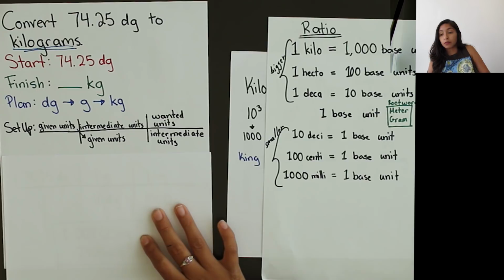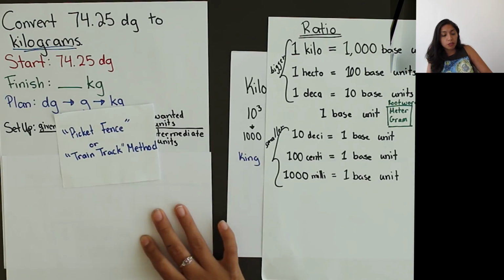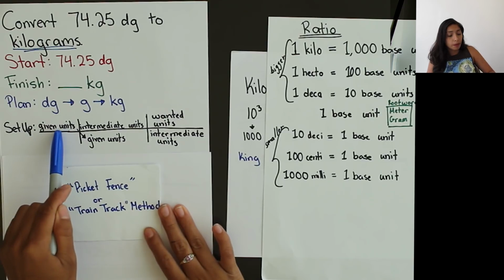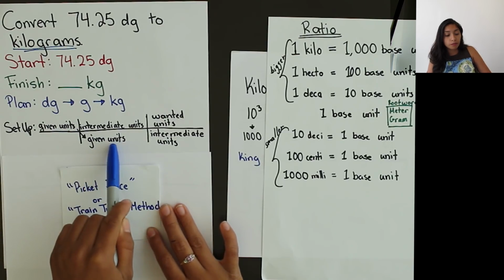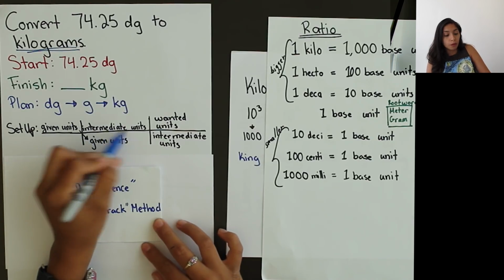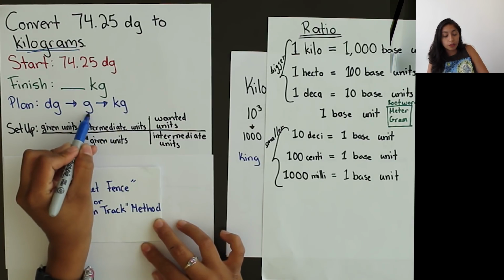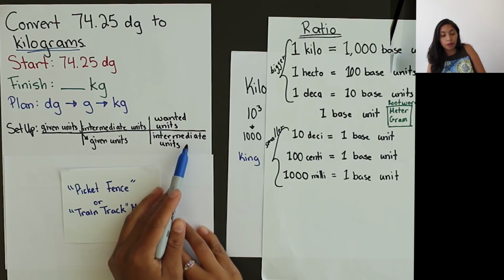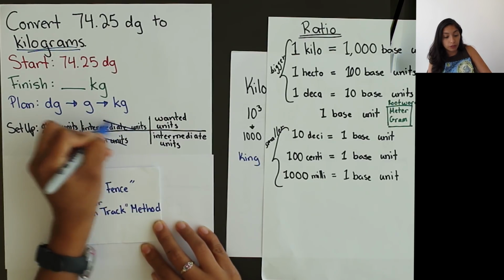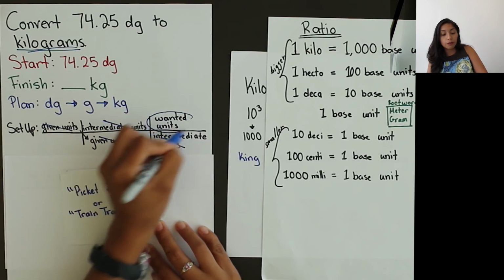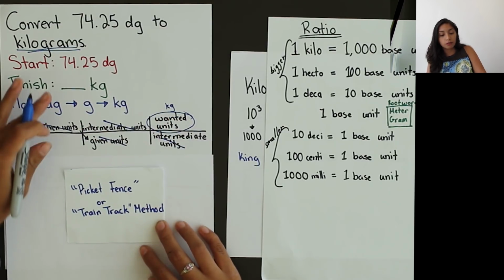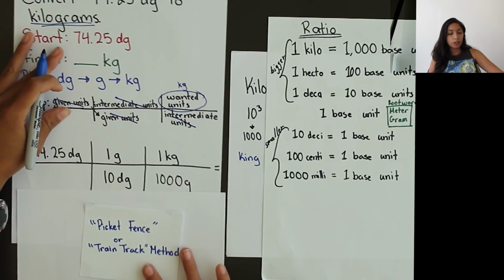We're going to first do our picket fence. It looks a bit different, but it's still picket fence. We're going to write our given units. We're going to bring our given units down. We're going to bring our intermediate units, which in this case is g, and bring our intermediate units down, so then eventually they're going to cancel. And we're going to finally have our wanted units, which is kg, kilograms. So let's do it.